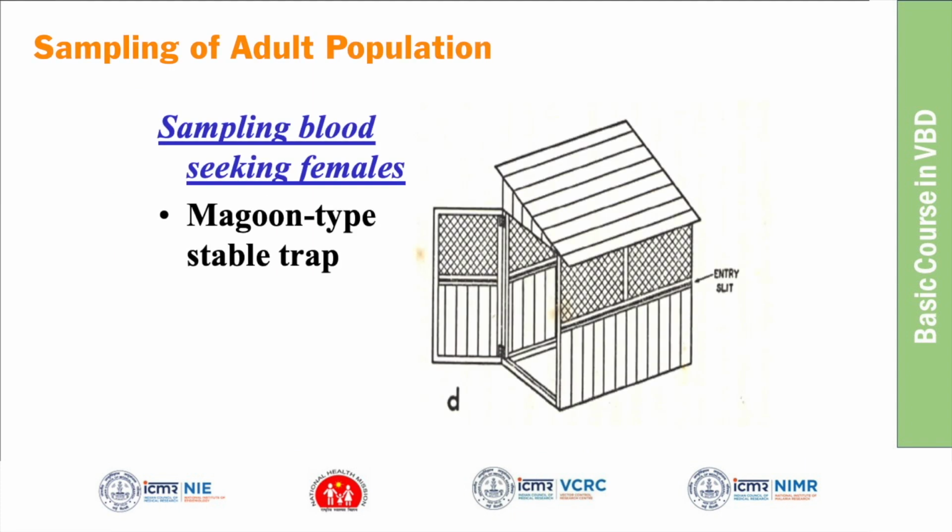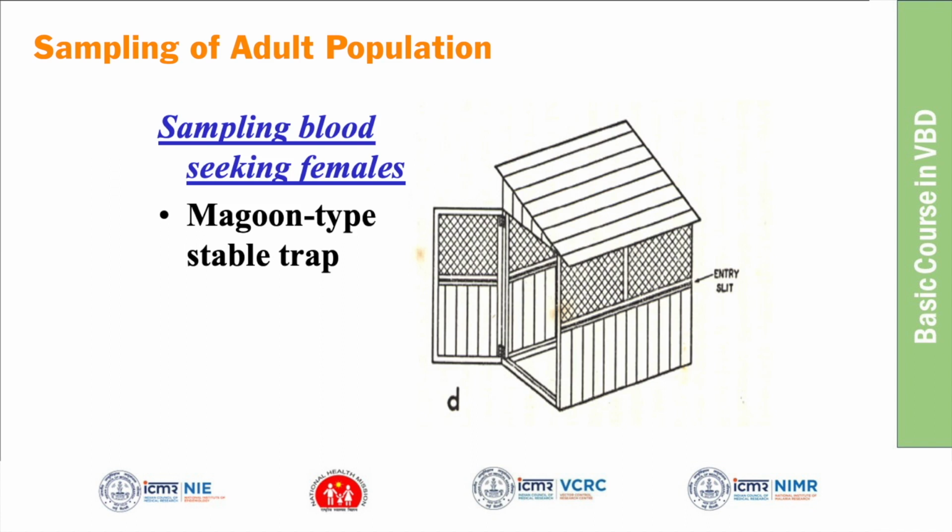Coming to another trap called the Magoon trap. This was developed by a scientist named Magoon. In 1935, this was designed and developed. These Magoon traps are small wooden huts baited with small animals, such as sheep or goat or small cows. We see that the lower part is made of wooden plank.